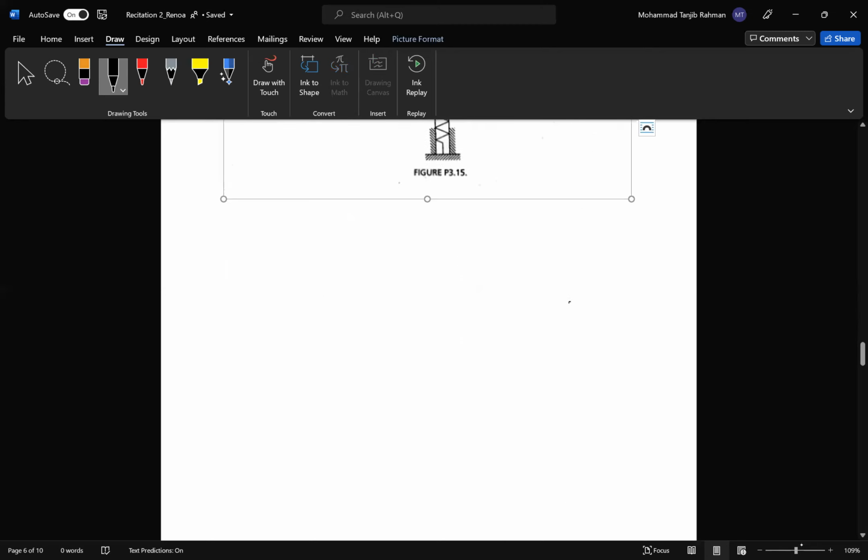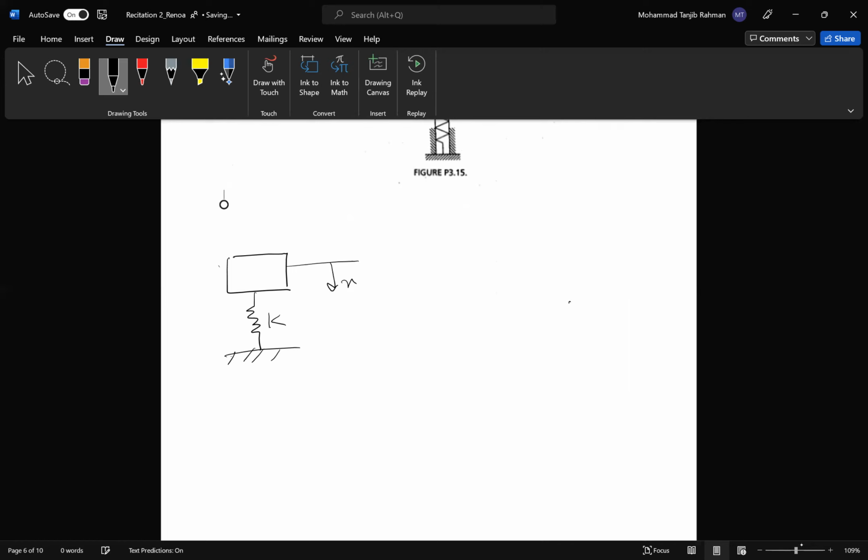So just to simplify, I'm going to draw the diagram. This is the spring. This is going to be the displacement, and omega is this direction, and this is ME.